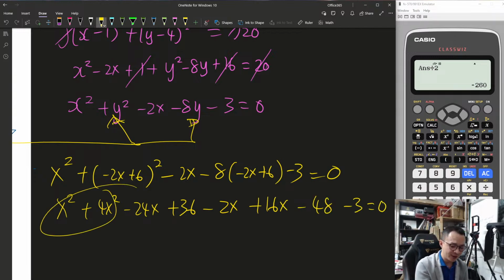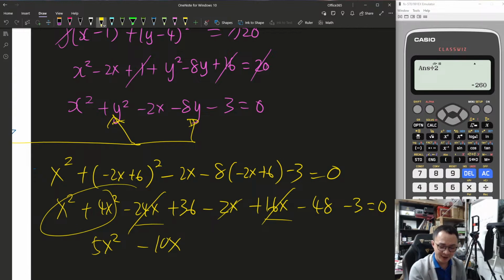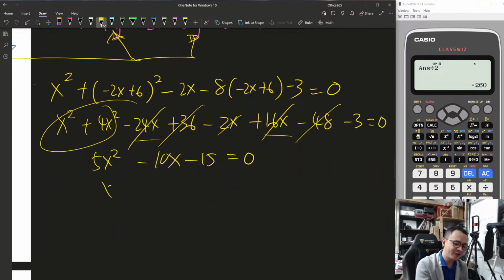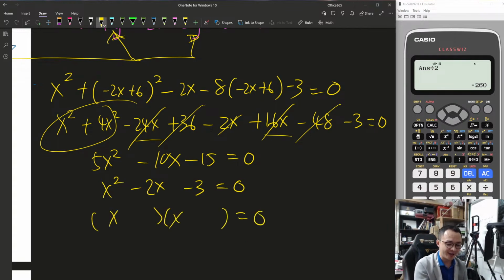So this one is 5x squared, then minus 10x, and then negative 15 equals 0. Divide the whole equation by 5, then factorize it. This is x, this is minus 3, plus 1. So my x is 3 or x is negative 1.